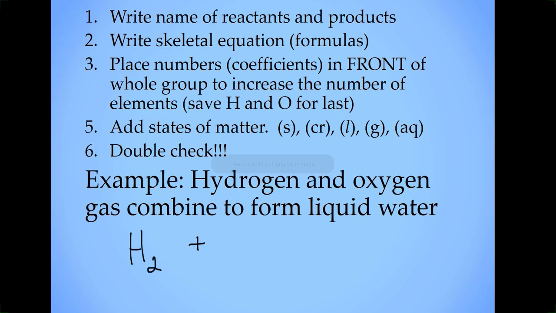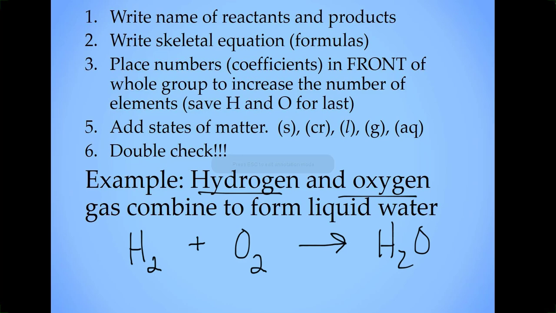So hydrogen combines with oxygen. Oxygen is also diatomic, so you have to write O2. Anytime you see hydrogen and oxygen in your reaction, you need to write it as a diatomic molecule. And it combines to form liquid water, which we know is H2O. So that's the first step. So we just write what we have.